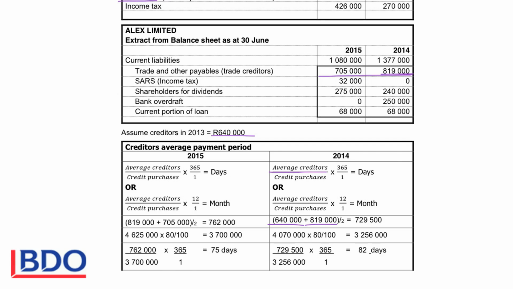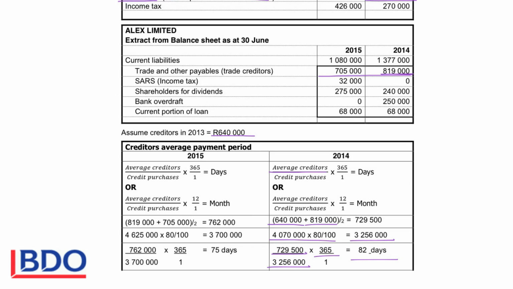Then we want to determine our total purchases, and during 2014 the purchases were 4070, and they say 80% of the purchases were on credit, so we will work out 80%, and that will give me my total credit purchases. If I take my average creditors and divide it by the total credit purchases times 365 days in the year, it means that we took 82 days to pay our creditors during 2014.